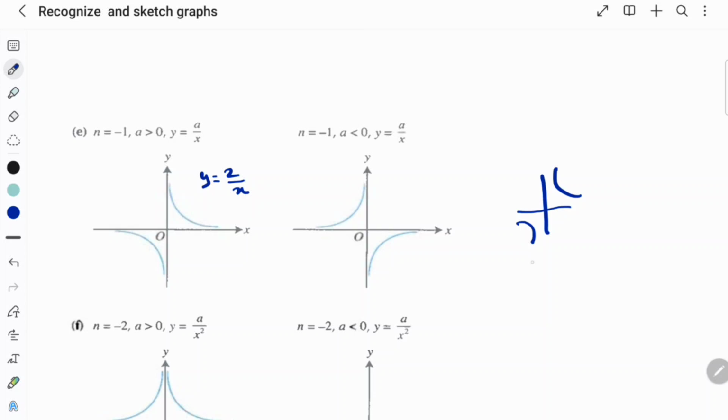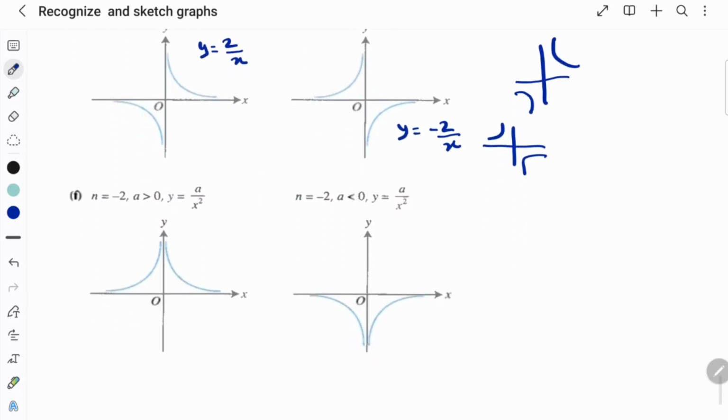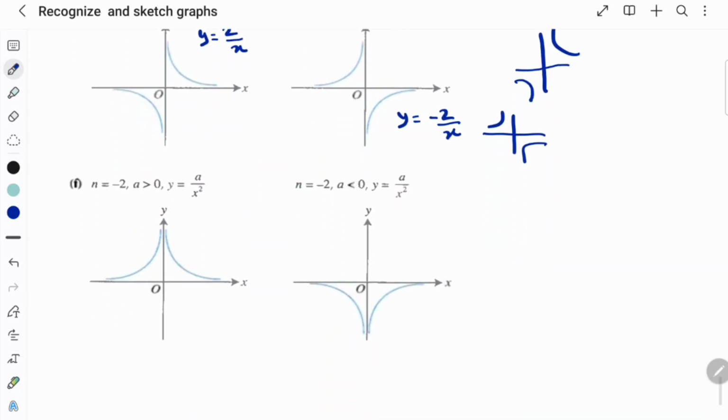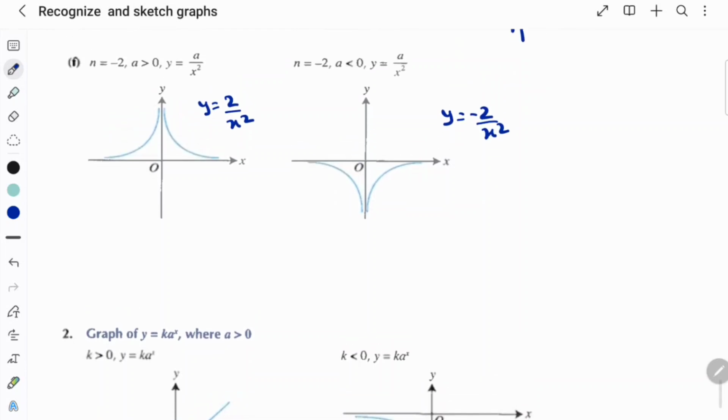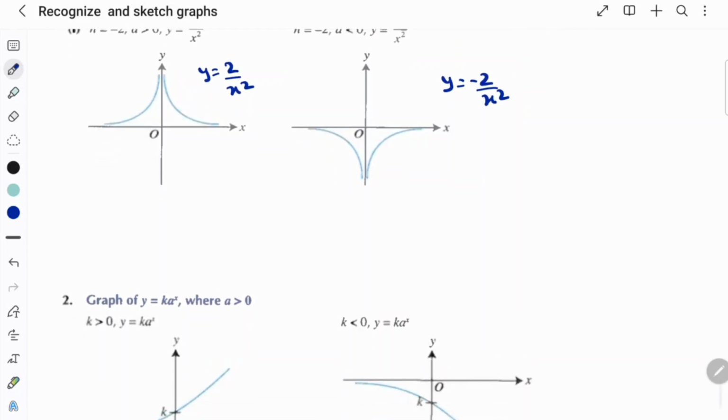Okay, so here if the graph is like this, then it can be, for example, y is equals to minus 2 over x. For the sketching you must remember this. Now whenever x square is coming as a denominator, it's also a reciprocal function. So y is equals to 2 over x square, or y is equals to minus 2 over x square. You can see the shapes here. Remember, again and again, whenever you look at these shapes, you will remember it.